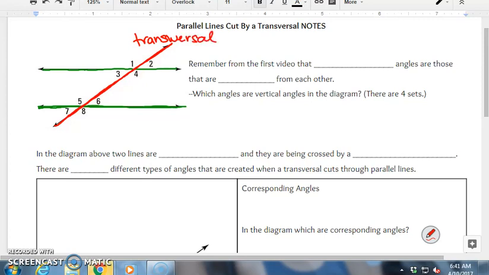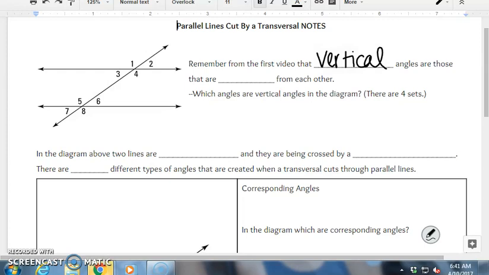So the parallel lines are the two lines that run next to each other, and then the transversal is the line that cuts through it. Okay? Alright, so you should remember from the first video that vertical angles are those that are opposite or across from each other. Okay? And then we need to come up with the angles that are vertical angles in this diagram. So remember, they have to be opposite of one another.